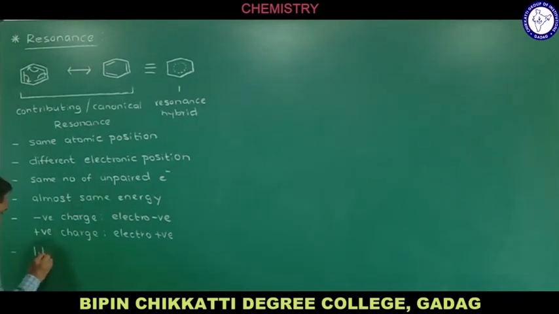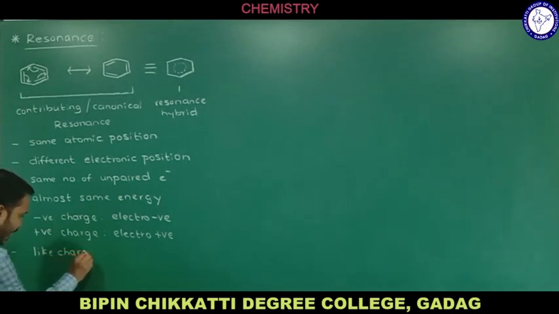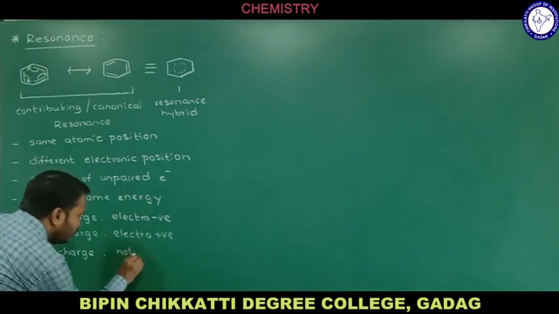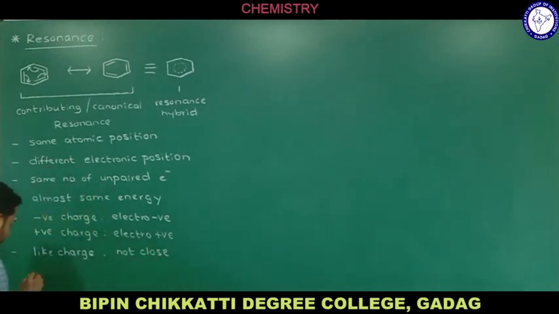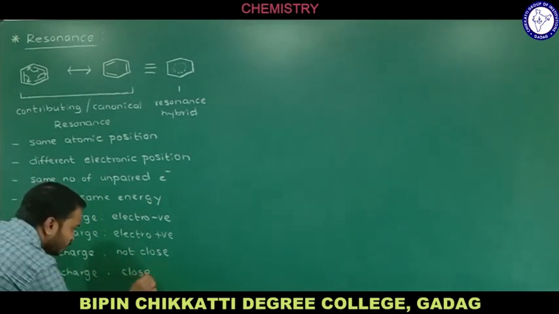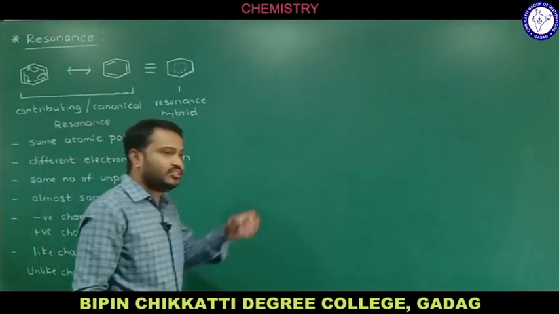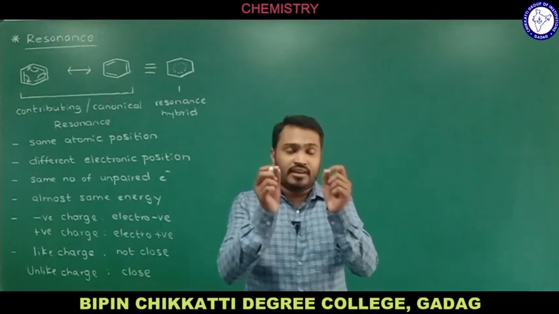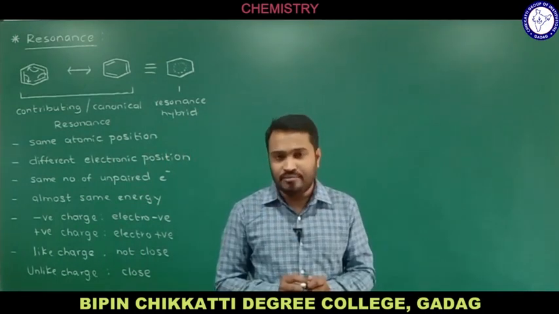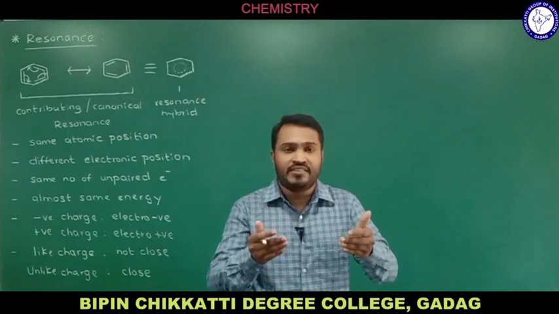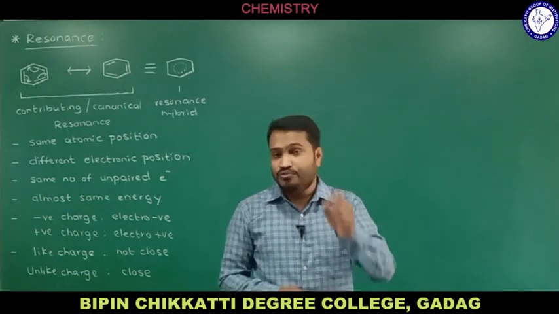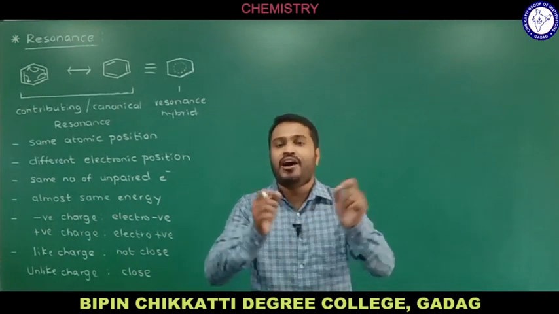If you have like charges, and two different atoms have like charges, positive or negative, they should not be close, they should be far away from each other. Whereas if there are unlike charges, one positive and one negative, they should be as close as possible. As we know, like charges repel each other. If you consider two positively charged atoms, there will be a repulsion and the stability of the molecule will not be good, isn't it? So atoms with like charges should be as far as possible.